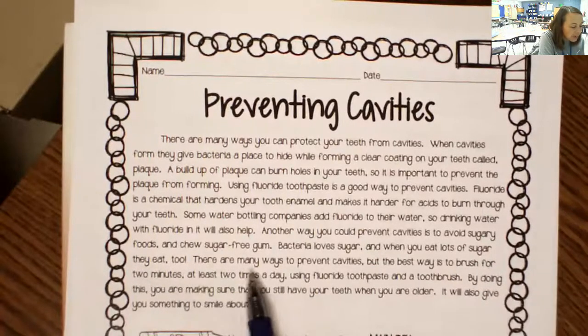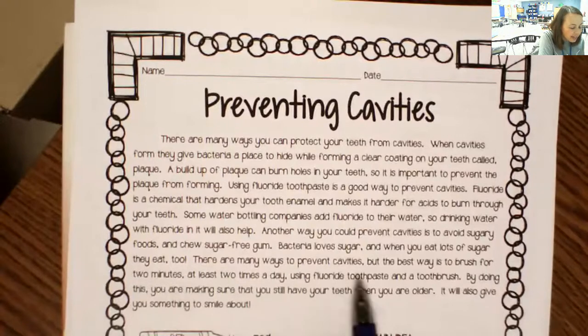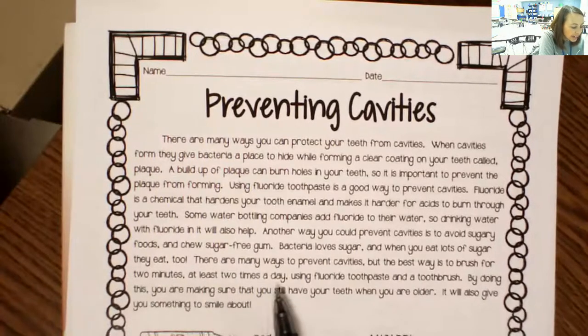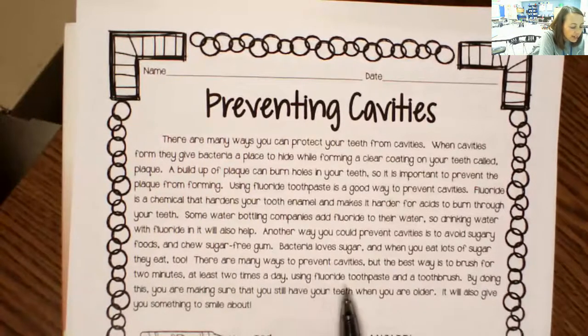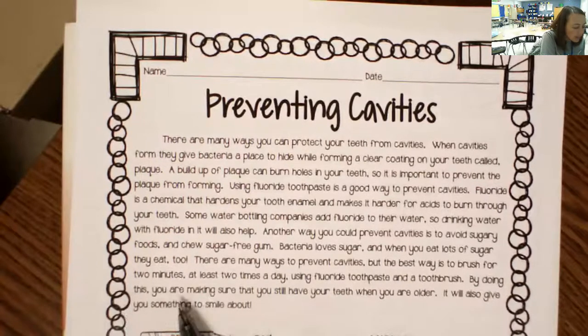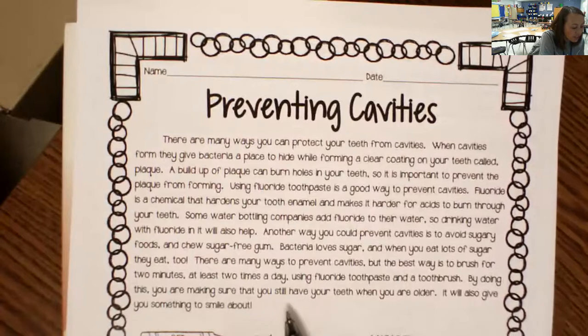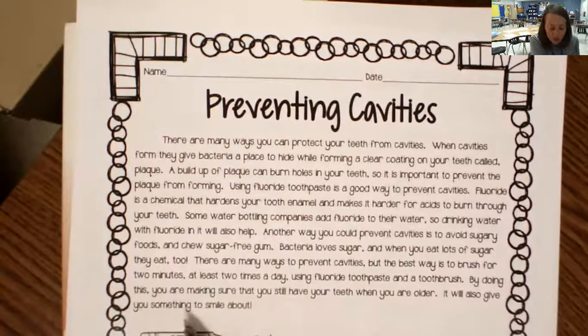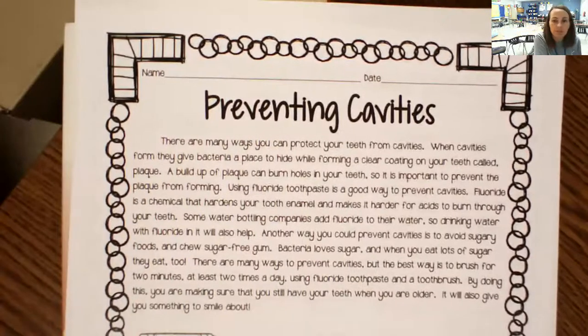There are many ways to prevent cavities, but the best way is to brush for 2 minutes at least 2 times a day, using fluoride toothpaste and a toothbrush. By doing this, you are making sure that you still have your teeth when you are older. It will also give you something to smile about.